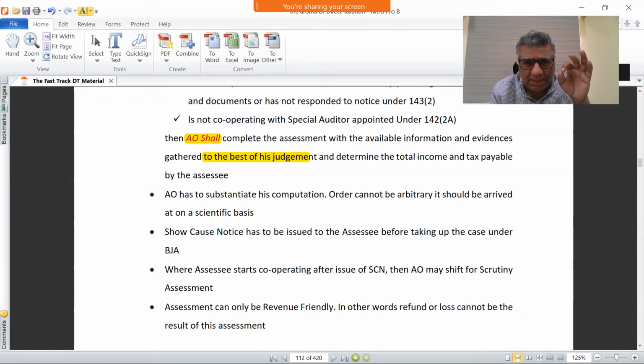144 best judgment assessment is not only for scrutiny assessment, my dear friends. Even for reassessment non-cooperation, even for block assessment non-cooperation, it will come back and strike 144 best judgment assessment only.